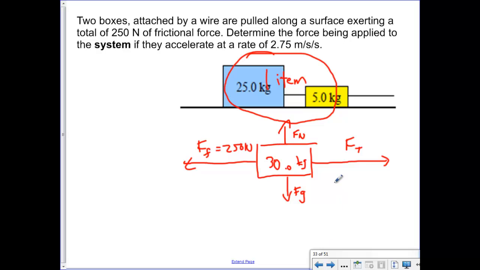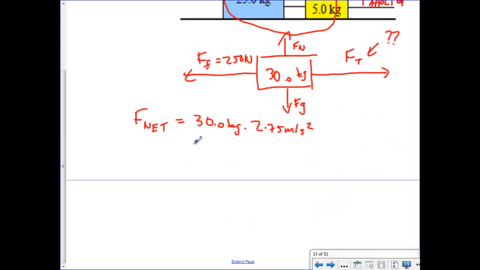Okay, in this example here, we kind of have to work backwards, because our goal is to figure out the force being applied to the system. That's basically what I'm asking you for: what is this tension force, this applied force that you're pulling with? Does that make sense? We're looking for this guy here. So I'm going to work on the other side this time. I know my mass, and I also know acceleration. I could find the net force.